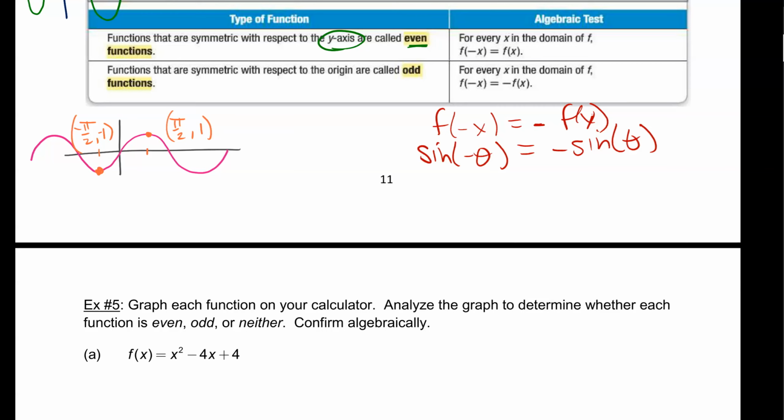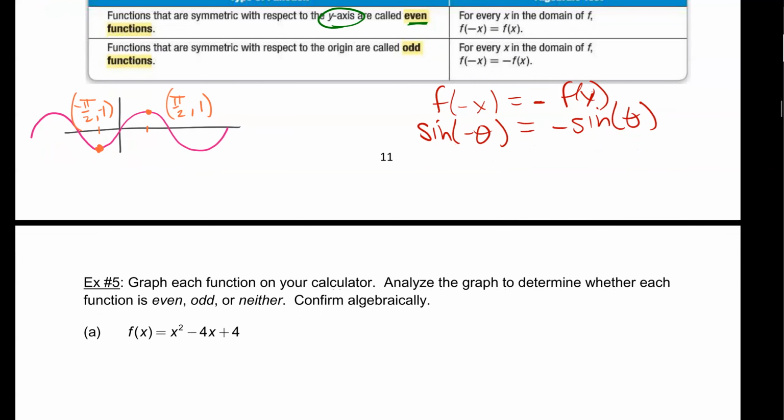Okay, example 5. Graph each function on your calculator. Analyze the graph to determine whether the function's odd, even, or neither. Confirm algebraically.